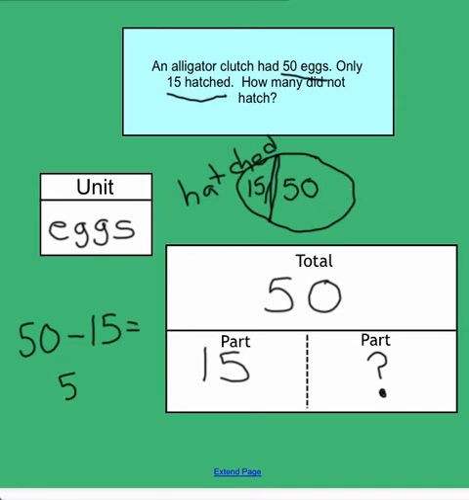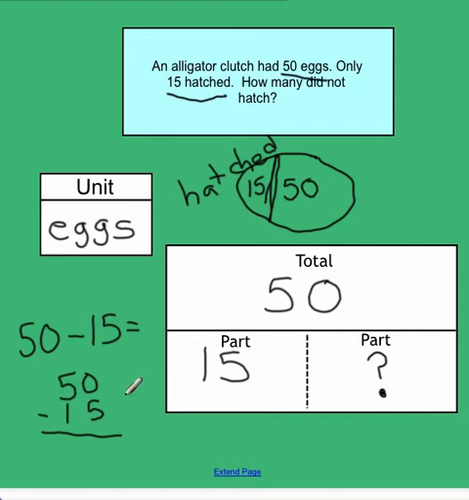So I'm going to write this now another way that will be easier for me to solve. 50 minus 15. There's lots of ways to solve subtraction problems. I could think to myself, 50 minus 10 would be 40, and then minus 5 more would be 35.